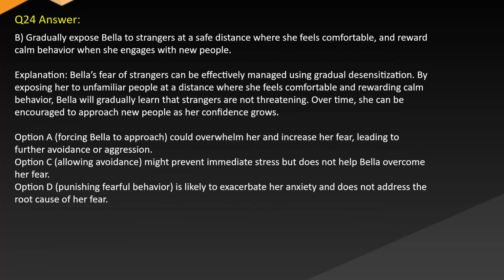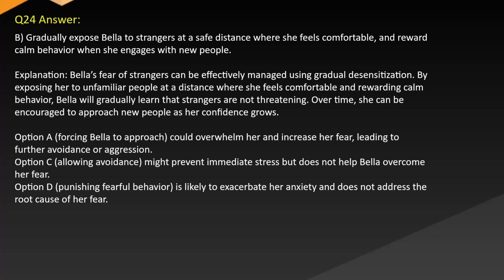Answer: B. Gradually expose Bella to strangers at a safe distance where she feels comfortable and reward calm behavior when she engages with new people. Explanation: Bella's fear of strangers can be effectively managed using gradual desensitization. By exposing her to unfamiliar people at a distance where she feels comfortable and rewarding calm behavior, Bella will gradually learn that strangers are not threatening. Over time, she can be encouraged to approach new people as her confidence grows.